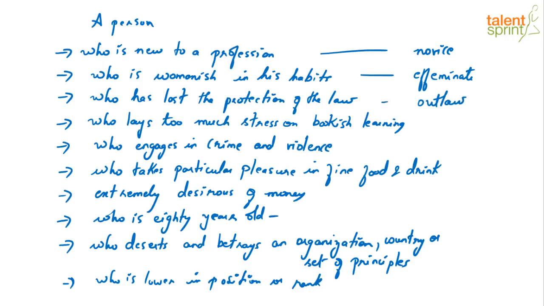Who lays too much stress on bookish learning? A pedant. Who engages in crime and violence? A hoodlum. Who takes particular pleasure in fine food and drink? Epicure. Extremely desirous of money, avaricious.